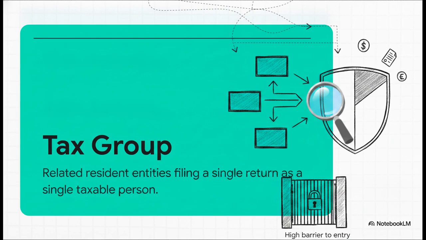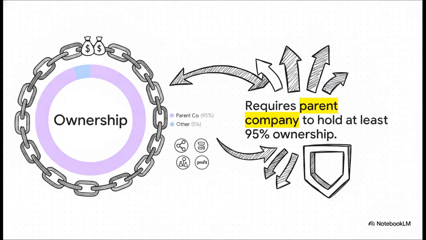But, as you might expect, they don't just let anyone form a tax group. The barrier to entry is pretty steep. Now, what's really interesting about this slide is the sheer scale of the requirement. Look at that massive 95% slice right there.